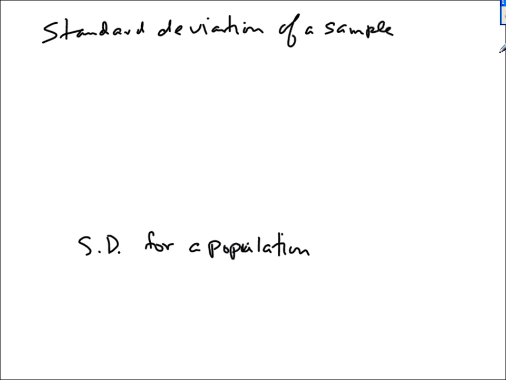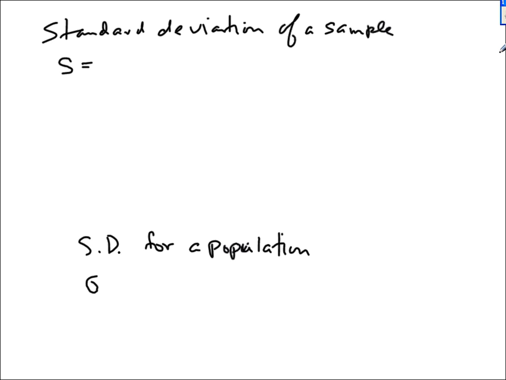Population uses a Greek letter. The sample does not use a Greek letter. In fact, the symbol for standard deviation for a sample is just S, and the standard deviation for a population is the Greek letter sigma.